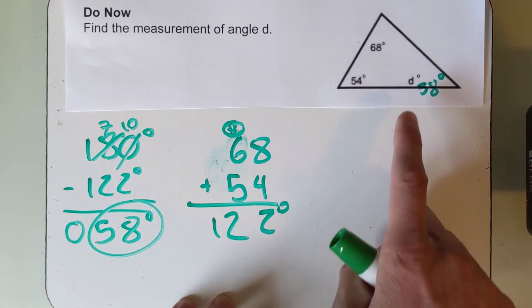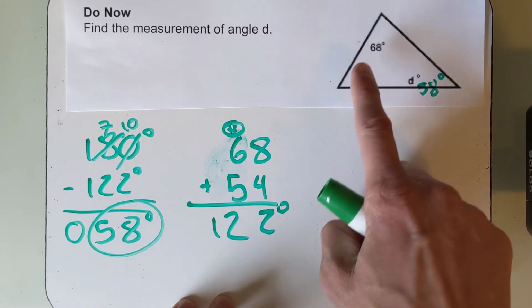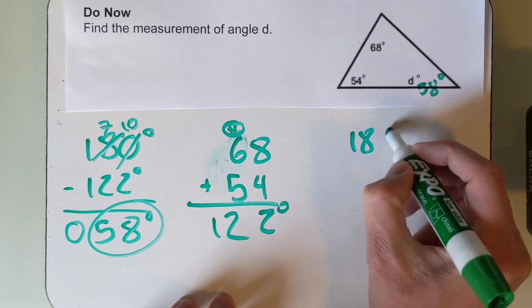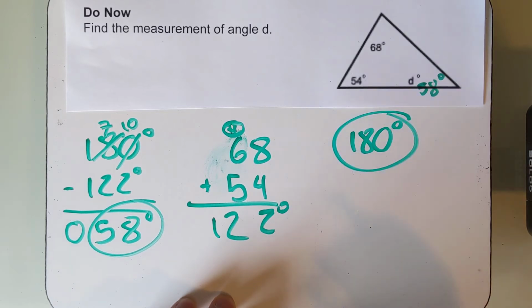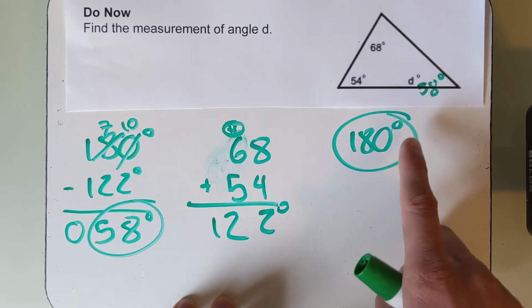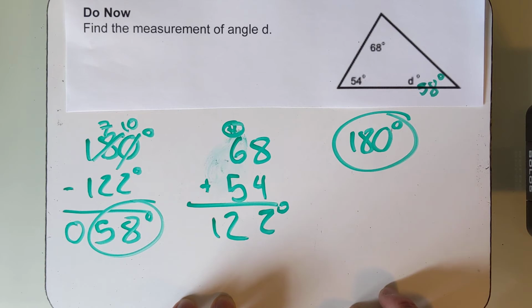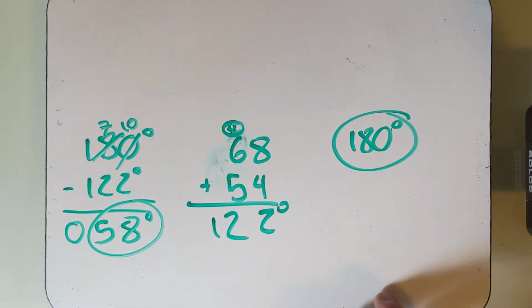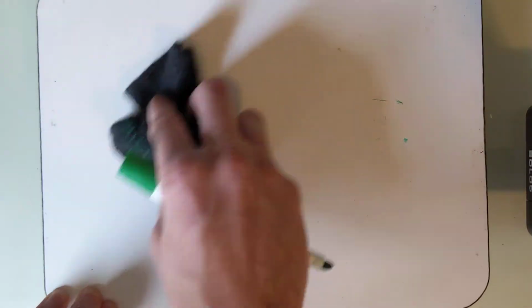And we could even check our answer by adding all 3 of these up, and it would equal our total of 180 degrees. So again, all we need to do is figure out what we can add together in order to help us figure out exactly how many more degrees we need to get to that 180. That was a little bit weird. Let's go ahead and try another one.